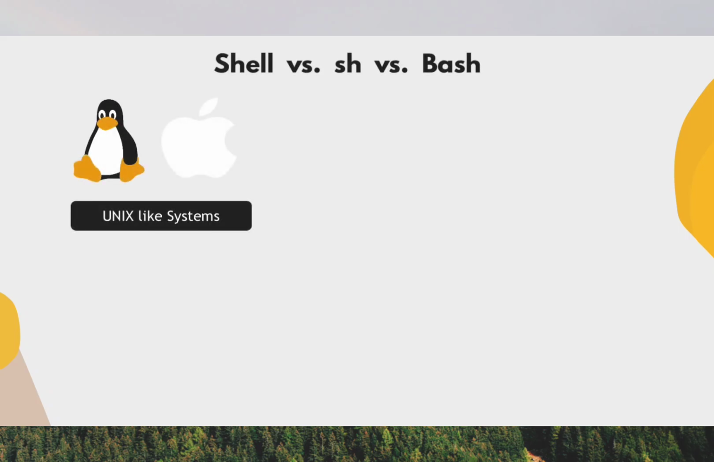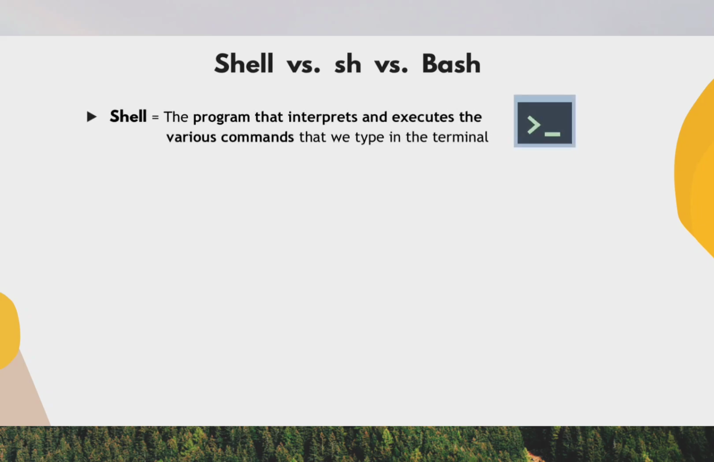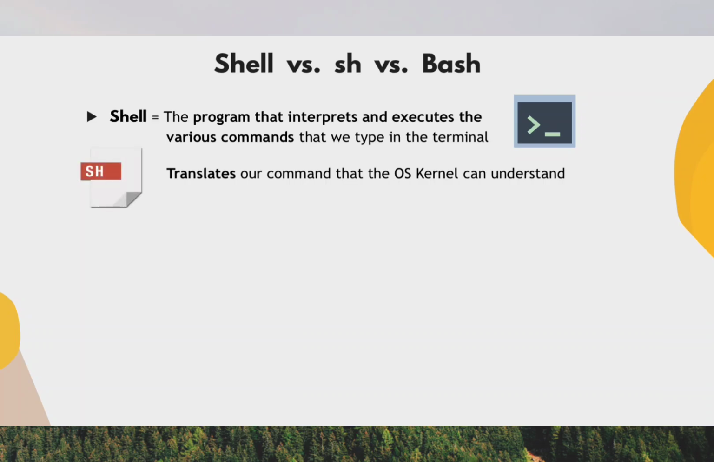On Unix-like systems, which includes Linux and macOS, shell is a program that takes commands that you type in the command line interface and translates them to instructions that your operating system kernel can understand. So it's a command interpreter and an interface between the user and the kernel. So the file that has a bunch of shell commands that the shell program can convert into instructions understandable for kernel is a shell script.